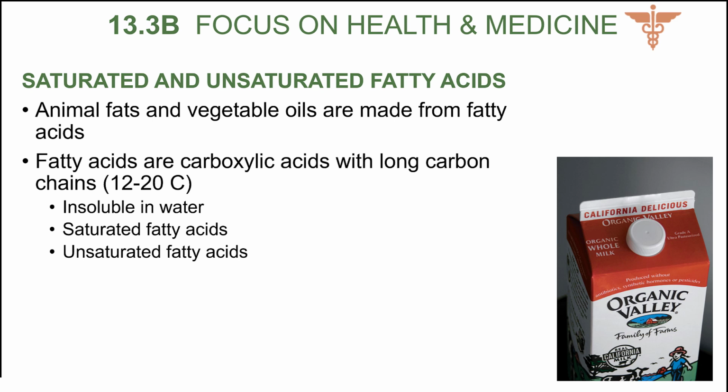If we're looking at saturated and unsaturated fatty acids in different products, the animal fats and vegetable oils are made from fatty acids. Fatty acids are carboxylic acids with long carbon chains. So they have between 12 and 20 carbons in a chain. These are insoluble in water. And a saturated fatty acid has no carbon-carbon double bonds in the chain. And the unsaturated have one or more carbon-carbon double bonds. Naturally occurring fatty acids tend to be cis.